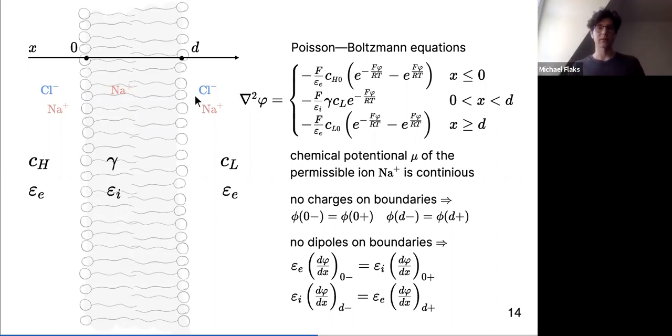In order to find phi, we need to solve this system of equations, which is given as a piecewise function separately for the left region, the compartment inside the membrane, and the right region. We need to use the fact that the chemical potential of the permeable ion inside the membrane is continuous. One of the assumptions is that there are no surface charges and no dipole charges on the membrane boundary, which allows us to use the continuity of the electrical potential and the continuity of the electric displacement vector. So we were able to solve this system.